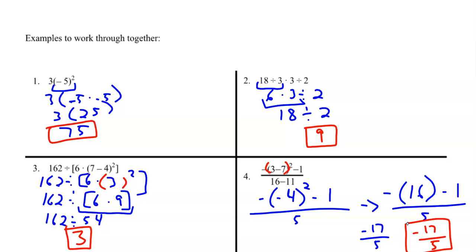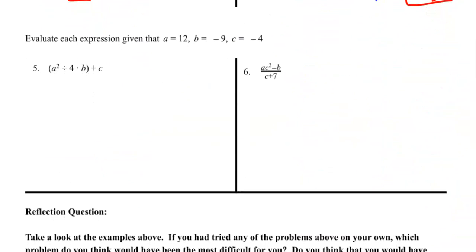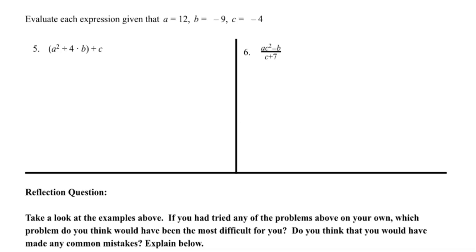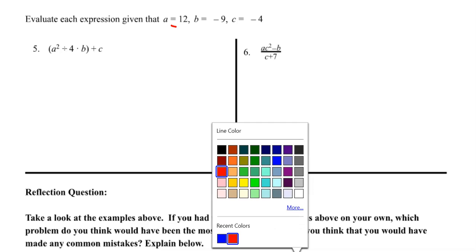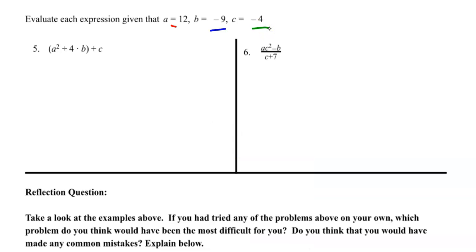All right, the last couple of problems we have are really not that much different, except there's a step that comes first because we're evaluating expressions where we have to substitute in these values, 12, -9. Actually, I'm going to do those in different colors. 12, -9, and we'll go with maybe a green, -4. All right. So all I'm going to do is take the A, B, and C, and if I see an A, I'm going to substitute 12. If I see a B, I'm going to substitute -9. If I see a C, I'm going to substitute -4.